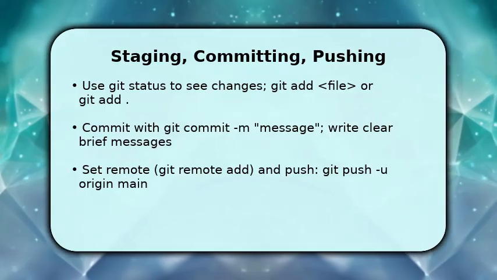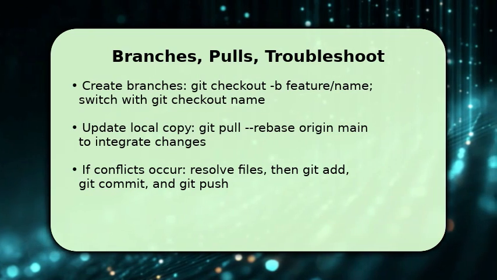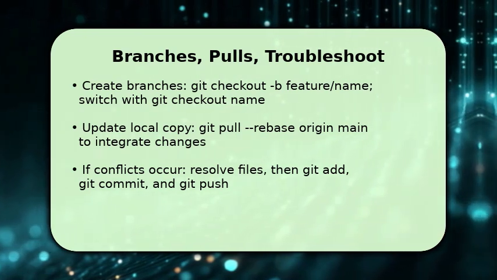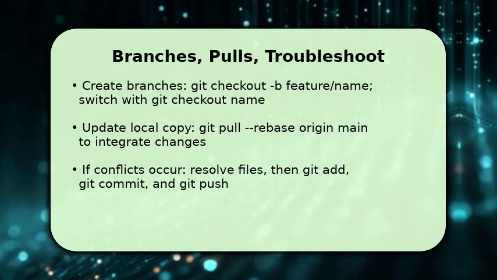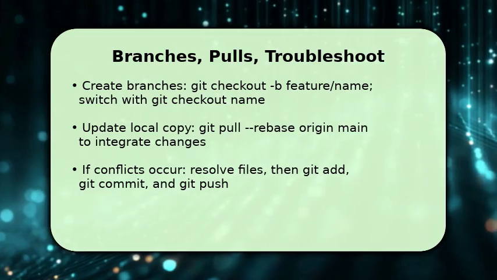You'll want to isolate work on branches. Create one with git checkout -b feature/name and return with git checkout main. When ready, fetch and integrate remote updates using git pull --rebase origin main to keep a linear history. Merge or rebase your branch, then push and create a PR.